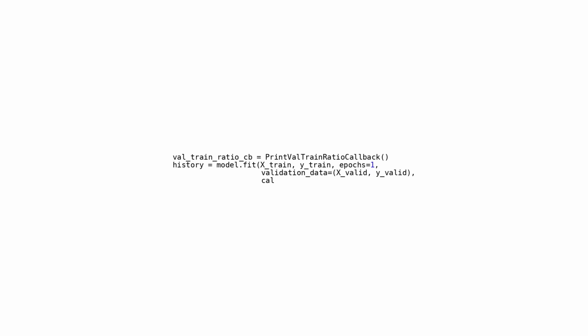end of each epoch. Callbacks are helpful for monitoring training, like saving the model, adjusting learning rates, or logging progress. The print_val_train_ratio callback provides insights into the relationship between training and validation loss, aiding in assessing model performance and potential overfitting.